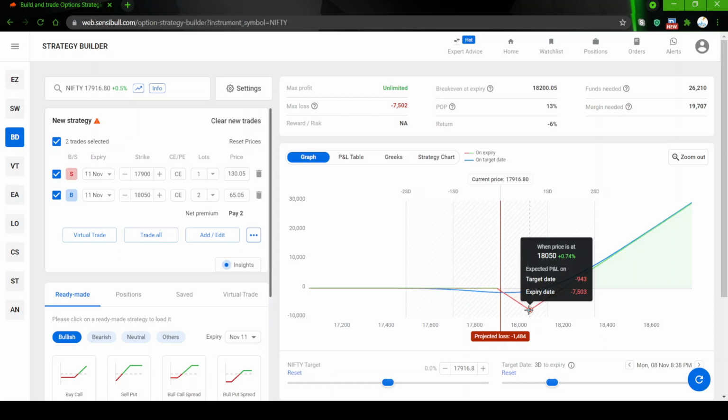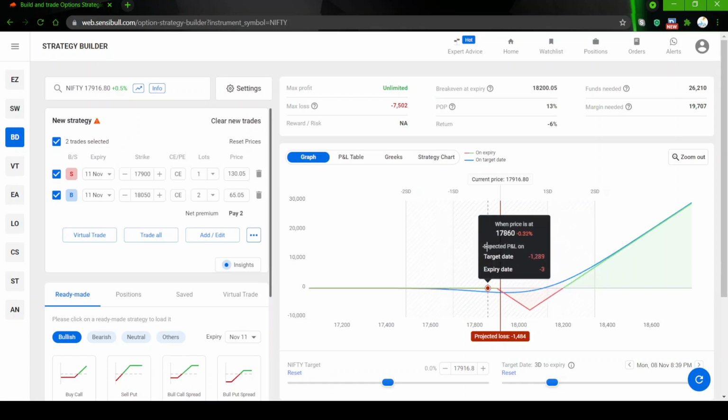If the market is at 18,050 and you don't want to have a maximum loss of 7,500, you can simply close the trade and come out. Okay, this is what the call ratio spread is. I have explained three scenarios. One is a net credit strategy, one is a net debit strategy, one is a zero cost strategy. So right now you know all three strategies. This is a plain vanilla call ratio back spread.